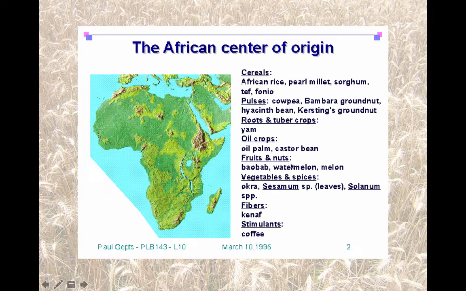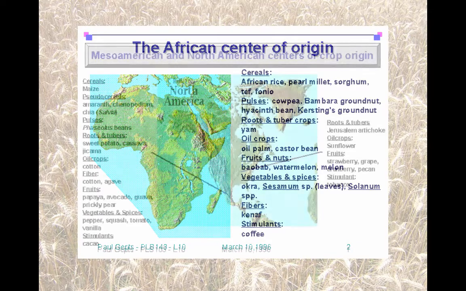Fruits such as baobab, watermelon, other kinds of melons, and okra. If you guys have ever had gumbo, okra makes gumbo slimy. Sesame, and a lot of different Solanum species in the deadly nightshade family. And then this is where coffee came from. Coffee actually originated from Ethiopia, not from Colombia.